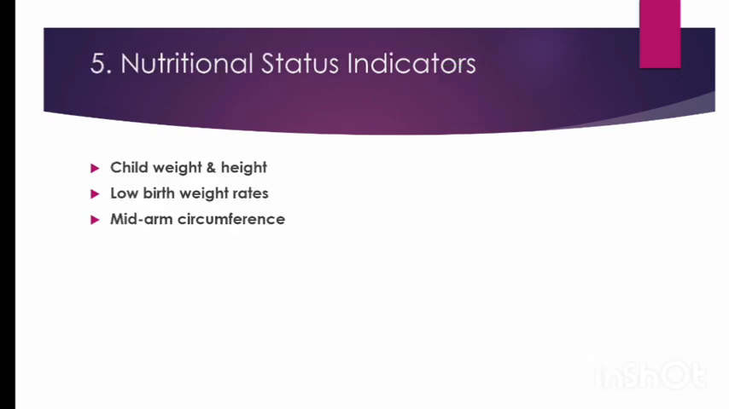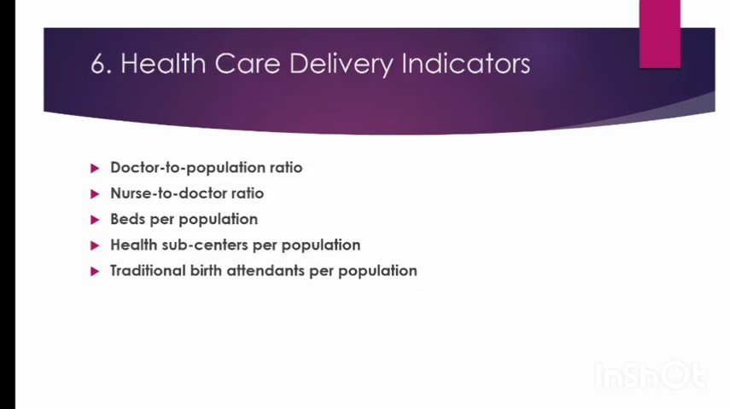5. Nutritional status indicators. Child weight and height. Low birth weight rates. Mid-arm circumference. 6. Health care delivery indicators. Doctor to population ratio. Nurse to doctor ratio. Beds per population. Health sub-centers per population. Traditional birth attendants per population.